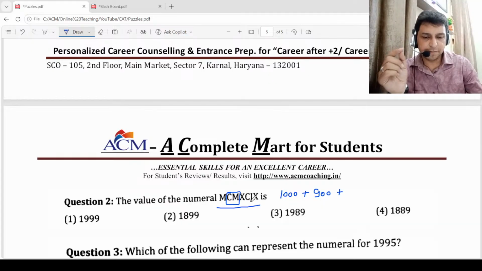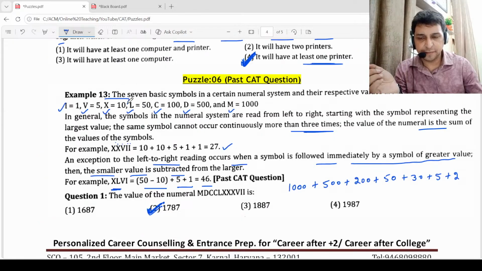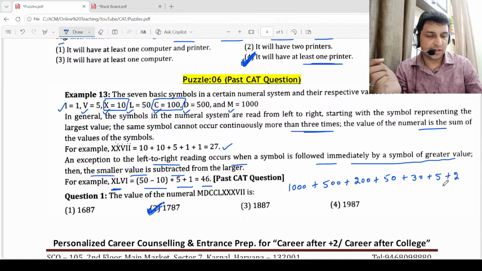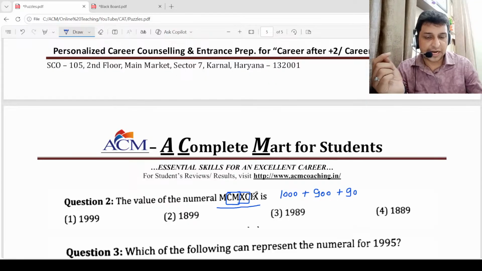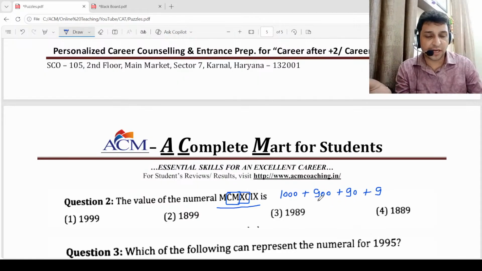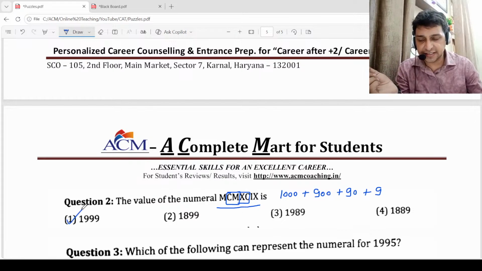Now X is 10 and C is 100. That means this is 100 minus 10, 90. I is 1, X is 10. That means 10 minus 1, 9. So my answer is going to be 1999. That is the answer.